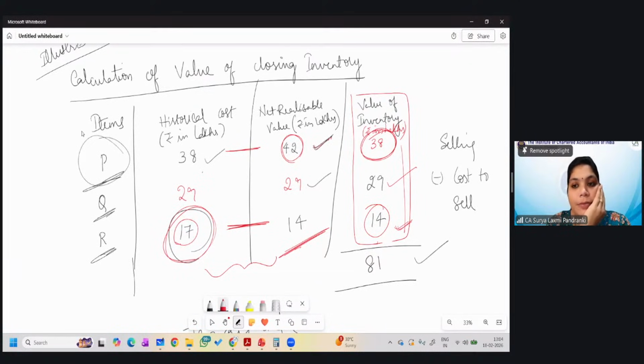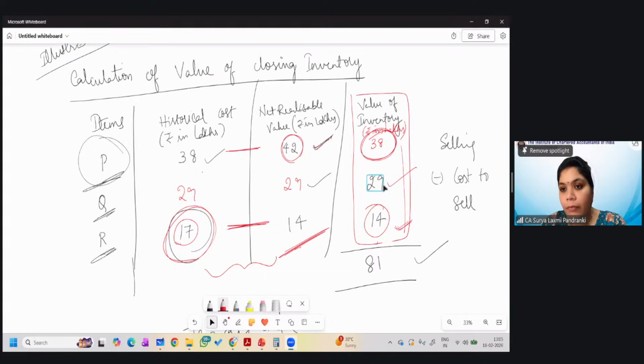Hello, ma'am. Yes, Akshit. Ma'am, I'm getting confused in first value 38. Why 38? Ma'am, first value will be 38, but in net realizable value, second is 29 coming, same. You're asking about Q? Yes, ma'am. What happened to product Q is you purchased it for 29 and the market value right now, if you want to sell it also is 29 only. Then it will remain same, no? Cost or NRV, whichever is lower. That's the formula. If both are same, then obviously the value will also be the same.